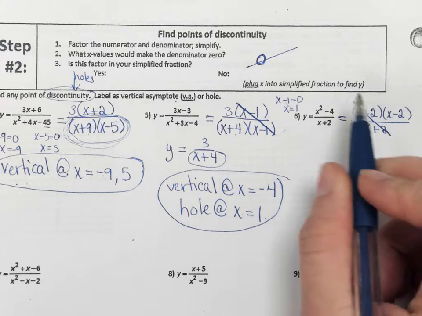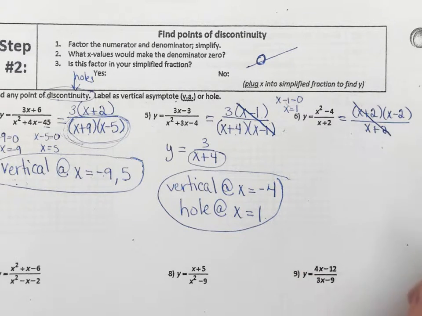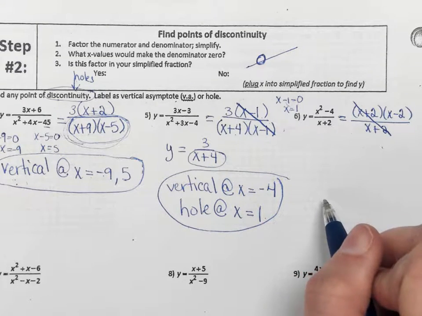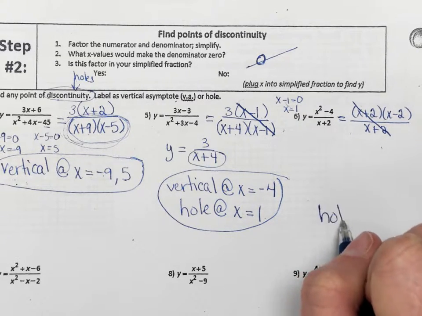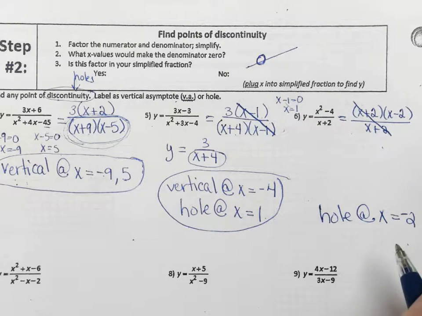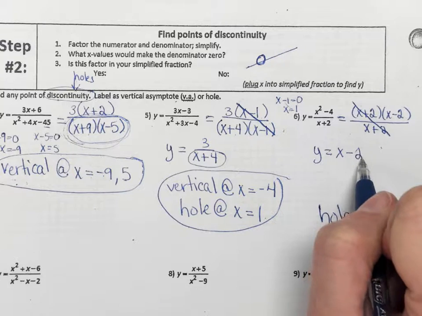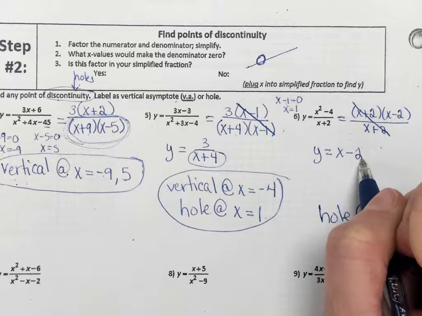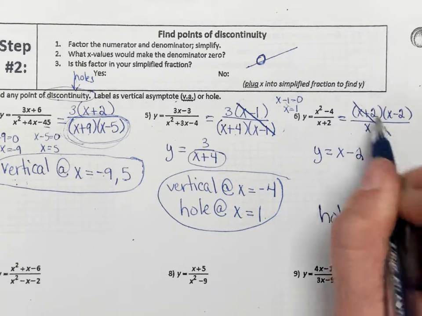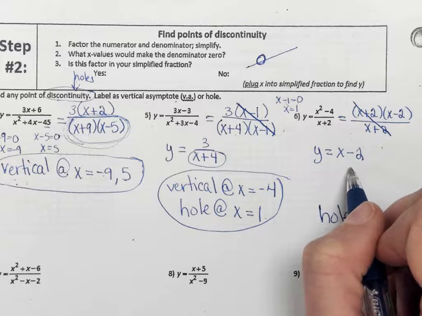Alright, so if those canceled out, then if you take it out of your equation, you take it out of your graph, which means you're going to have a hole at x equals, if I set x plus 2 equal to 0, I would get negative 2. So what do I have left here? I have y equals x minus 2. Oh my goodness, you don't have a denominator anymore because that canceled out. Technically, your denominator is 1. Let me rephrase that. But 1 can never be 0.